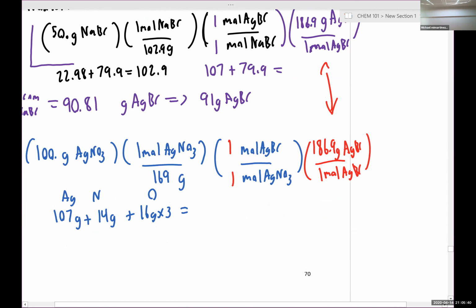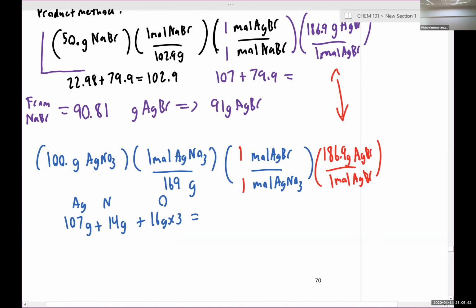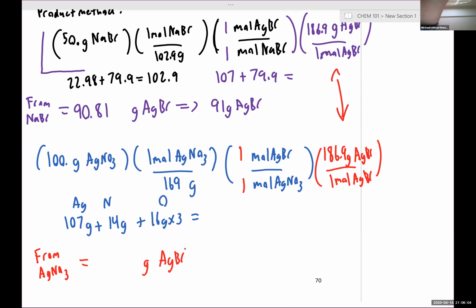So now all we have to do is enter this entire one-line expression into our calculator. So from our silver nitrate, we would see how many grams of silver bromide are produced. Let's punch that into our calculator. And would someone like to propose an answer for this line calculation before I finish punching it into my calculator?